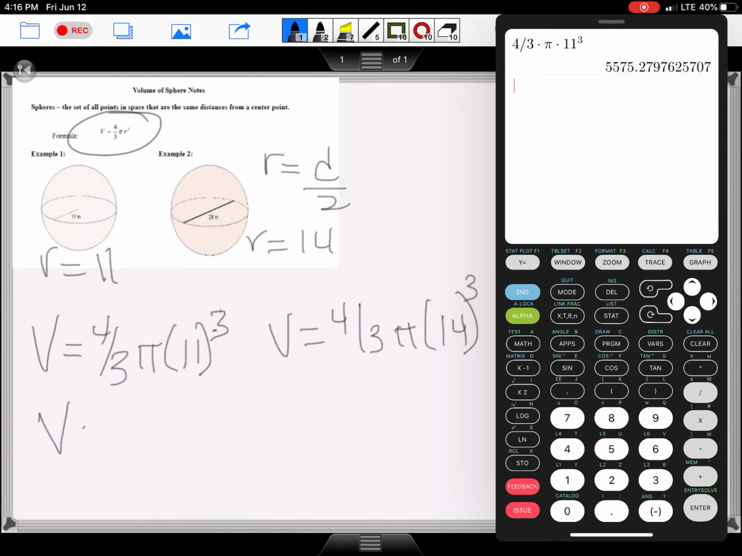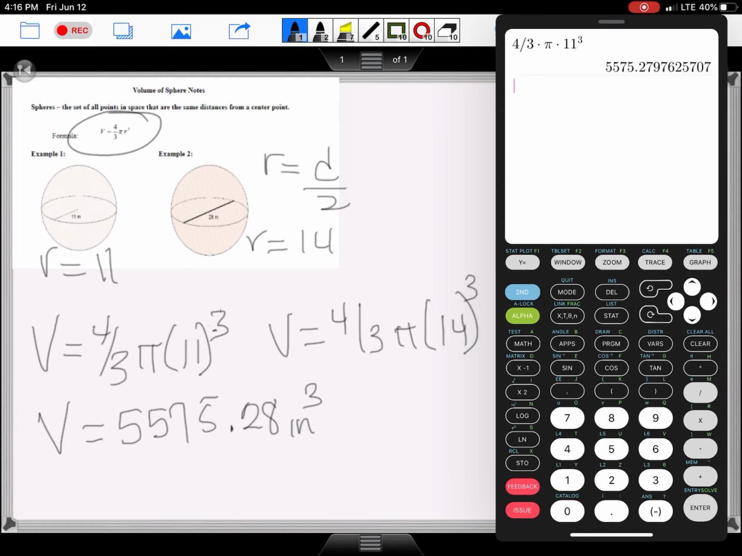And so the answer for this one would be 5,575, and I normally have the students round to the nearest hundreds, so it would be 2,800. And then the units is inches cubed, because we're again talking about volume, a 3-dimensional shape. And then the last one, I'm going to go ahead and put that in the calculator.